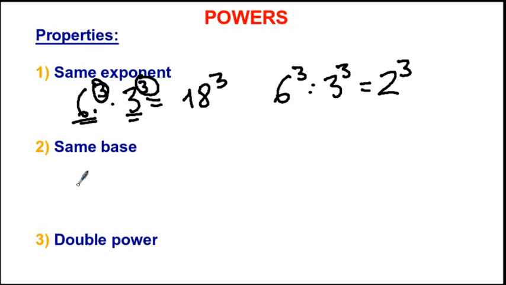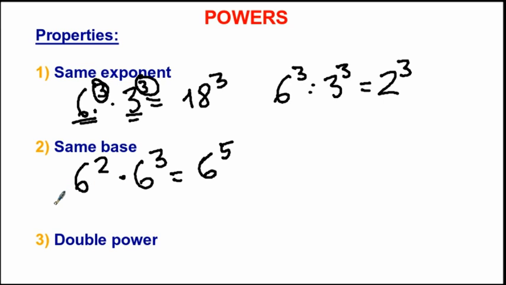What about if the base is the same? For example, if we have 6 to the power 2 multiplied by 6 to the power 3, in that case you have to sum the exponents, and you have to keep the base. So the base in the result is 6, and the exponent is 2 plus 3 equal to 5. So 6 to the power 5, if you multiply 6 to the power 2 multiplied by 6 to the power 3.